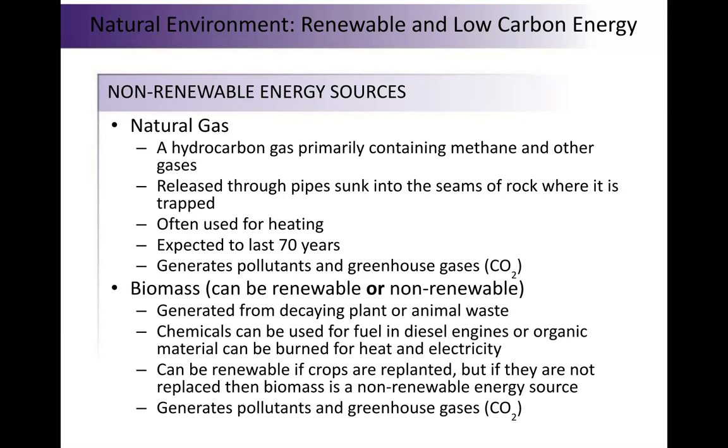Now, as far as natural gas is concerned, natural gas is probably going to be around for 70 years. There are other non-renewable energy resources that scientists are concerned with. For example, there are minerals, such as copper and zinc, that 7 billion people on Earth use.